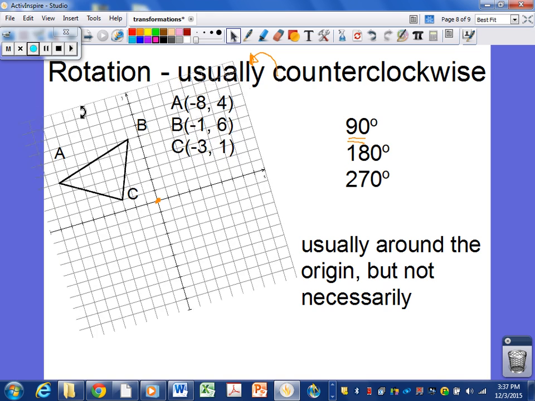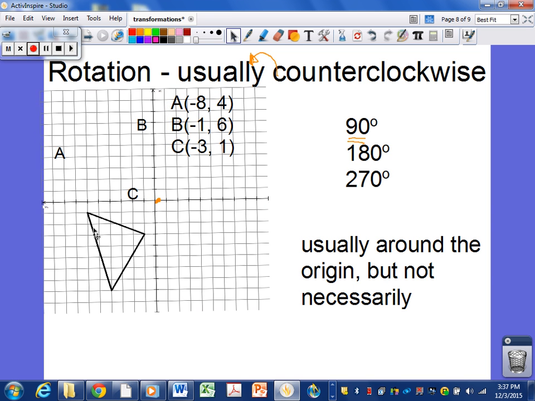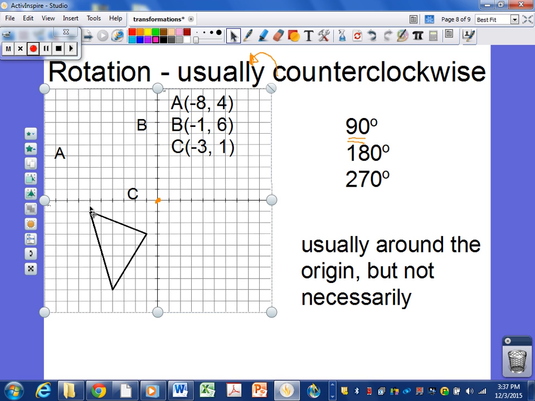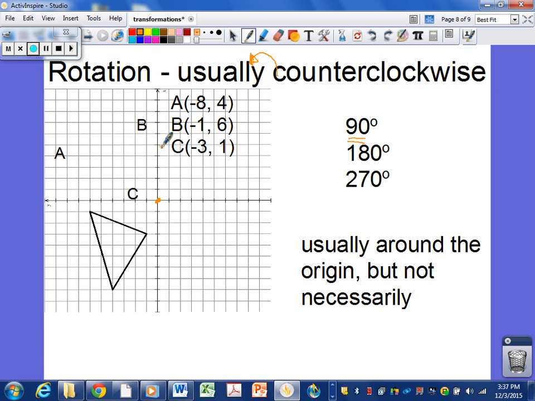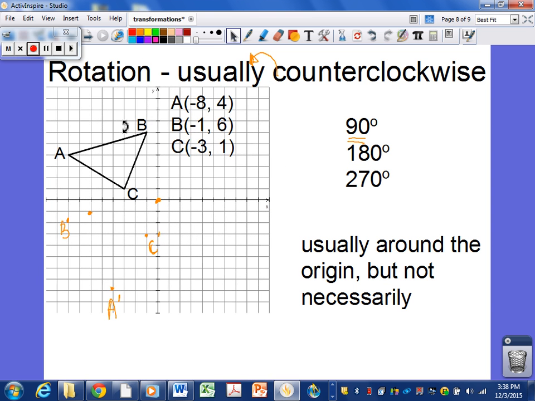Point A is now facing down. So let me draw that in here. So this is now A prime down here. This is now B prime, and this is your point C prime. Okay, here is C prime, here is B prime, here is A prime. Okay, let's go back and do that again. Let me show you where we were originally. Okay, here are your original points, A, B, and C.